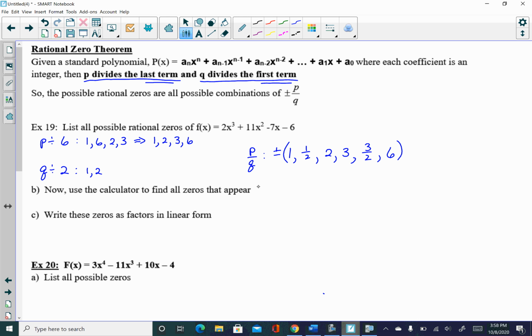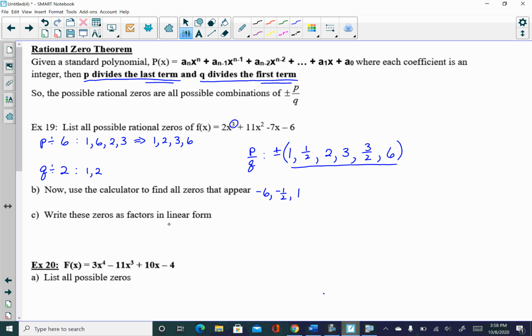So from our calculator, we were able to see that we had zeros at -6, -1/2, and +1. And notice how this was degree 3. We expected 3 zeros, and we got all 3 of our zeros from our calculator. And notice also that all of these values are in this list, because remember, all these values are plus or minus.